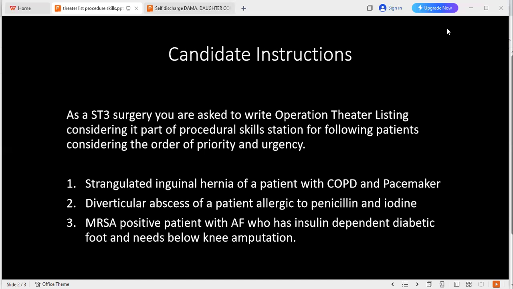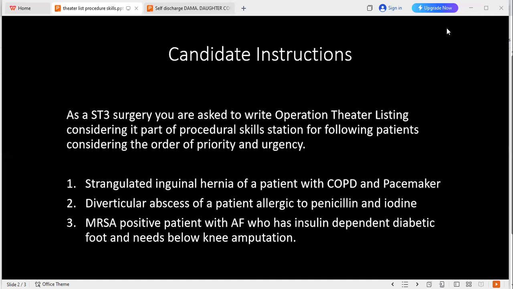Which procedures should be operated immediately? This is wrong, because procedures like ruptured aortic aneurysm or ruptured spleen, in which there is a life-threatening situation, are operated immediately, and strangulated hernia could wait. It's not immediate. Rather, you could say it's urgent.